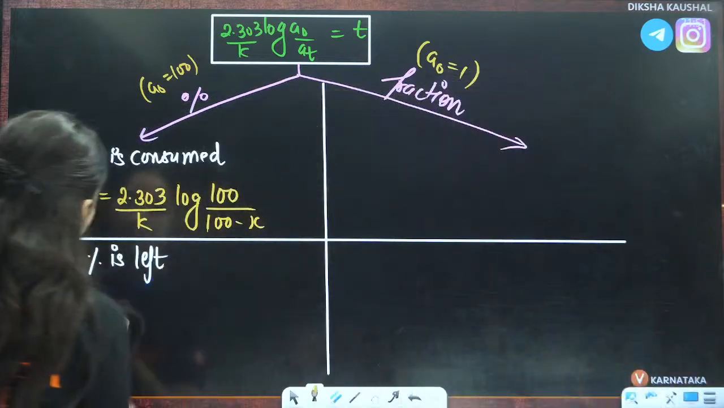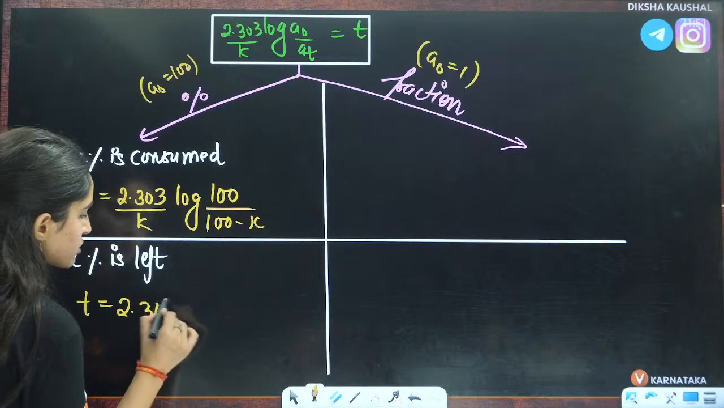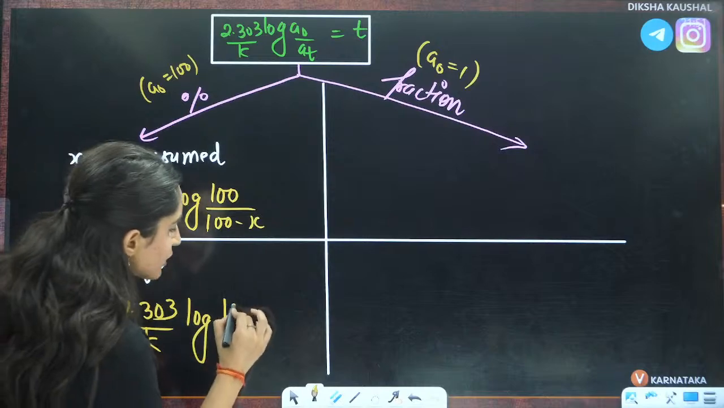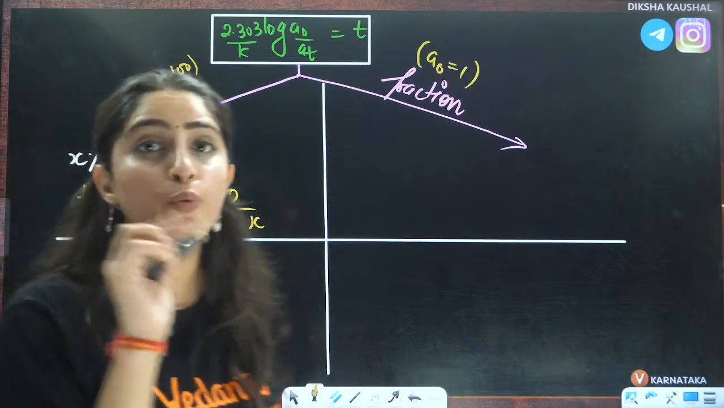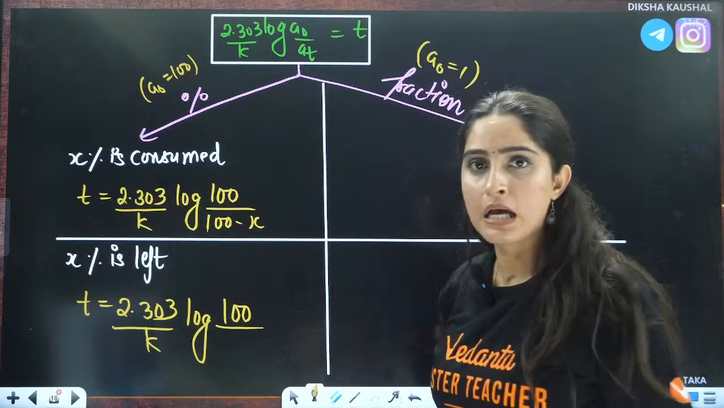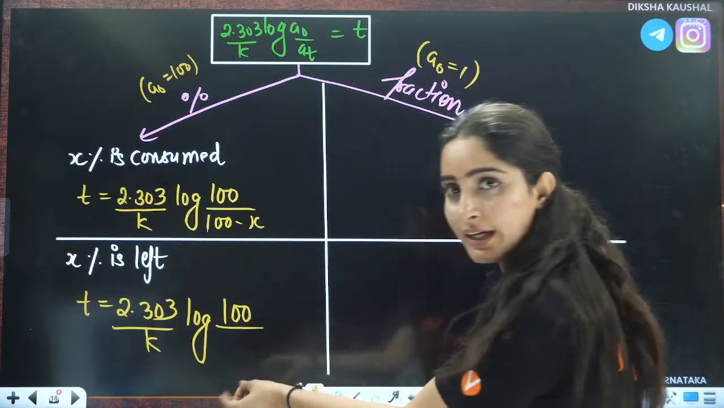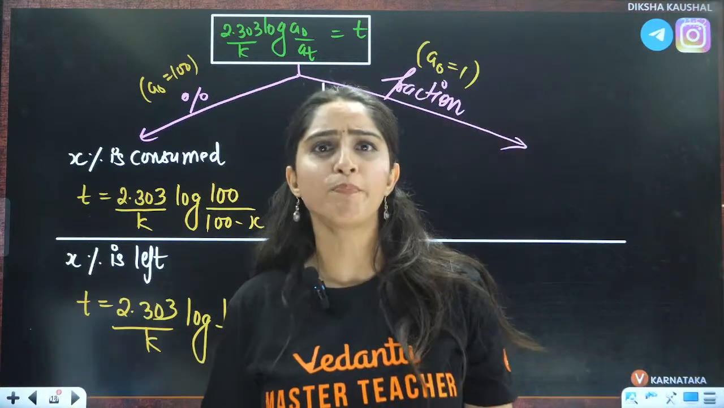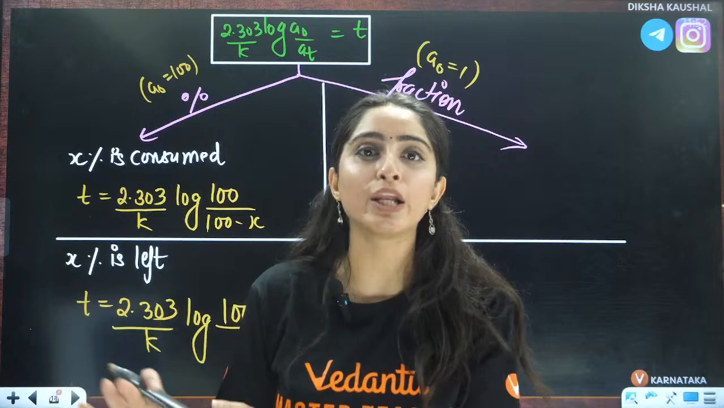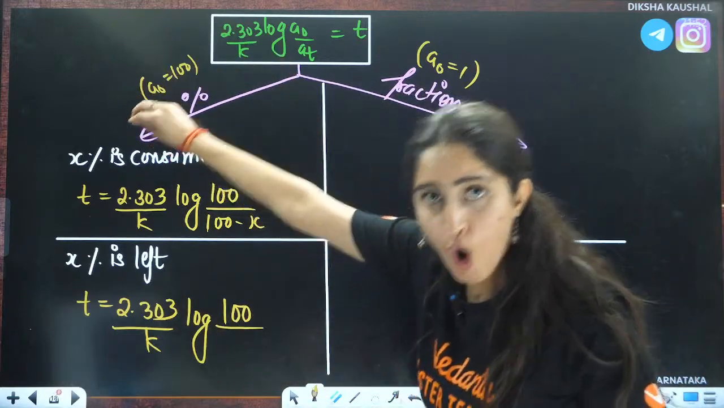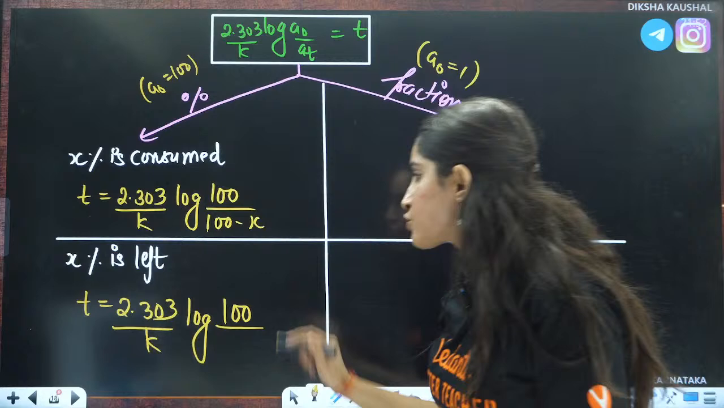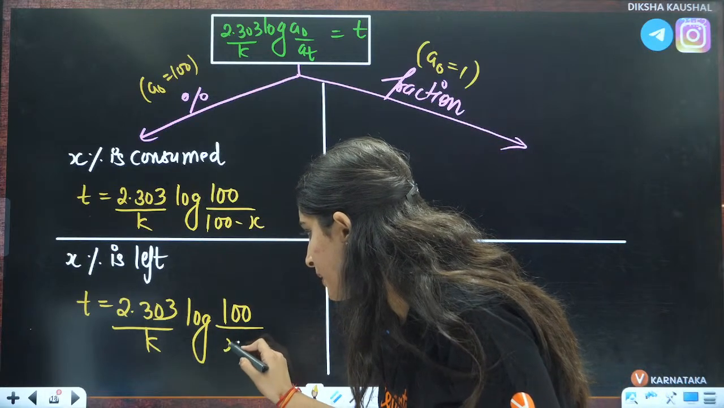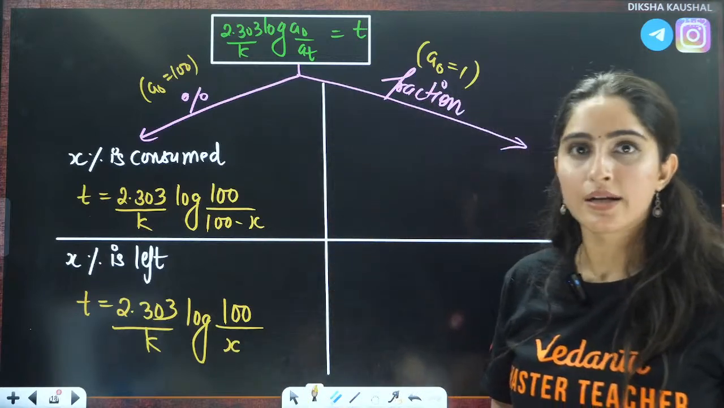So here it will be t equals 2.303 by k log base 10. Initial concentration, take it as 100, right? How will you take initial concentration as 100? Simple. Whenever it is given in percentage, initial concentration is 100. If they have not given you the value, they will either give percentage or fraction. So it will be 100 over simple X. Why simple X? Because this much amount is left. So it will be X.